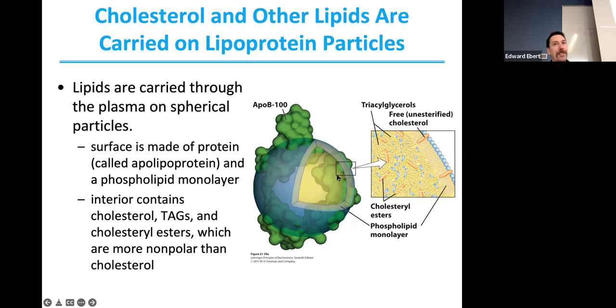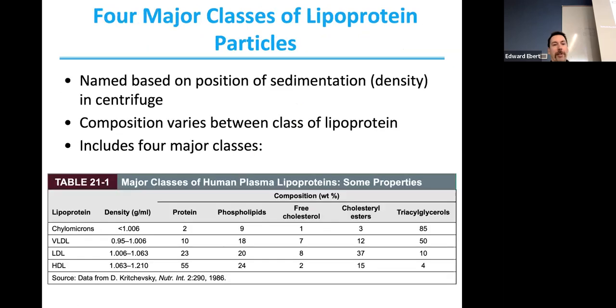The content, the size, and the makeup of the surface proteins define about 5 or 6 different particles that we look at here. We're going to classify these as 4 major particles. There is actually an IDL, for intermediate, in there, and I think there's another weird one. But these are the 4 major ones, and they're based on what we call sedimentation, but it's really density, and the makeup of these.